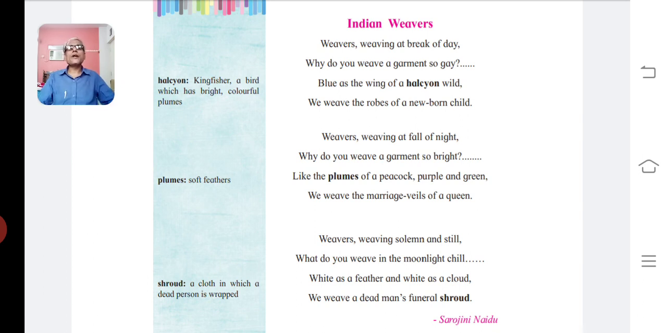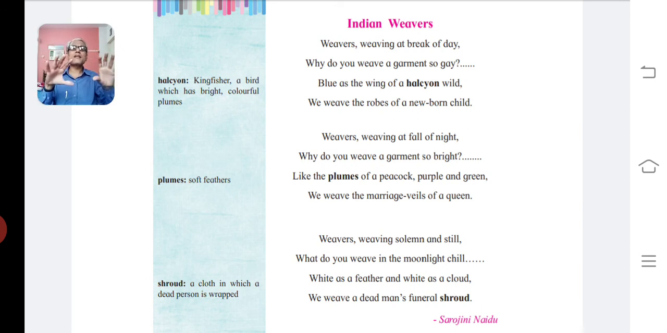So while reading the poem line by line, we find that the same break of the day is there in front of us. It is the morning when we read the first stanza: weavers weaving at a break of day, why do you weave a garment so gay, blue as the wing of a halcyon wild, we weave the robes of a newborn child. While reading this, we feel as if it is the break of day, the time of morning, and the weavers are weaving very charming and beautiful clothes, just like the blue wings of a kingfisher. So this is the power of imagery.